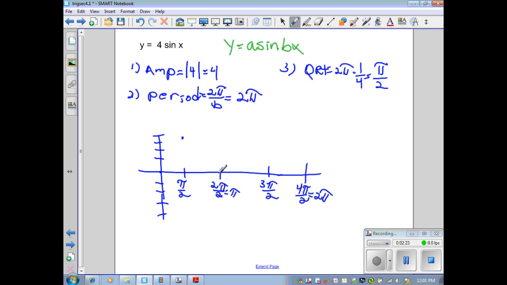Back down to pi, which is 0, to 3 pi over 2, which is 4, and back to 2 pi, or 4 pi over 2, which is 0. Then a smooth curve to connect the function, as demonstrated. That gives me one period of 4 sine x.